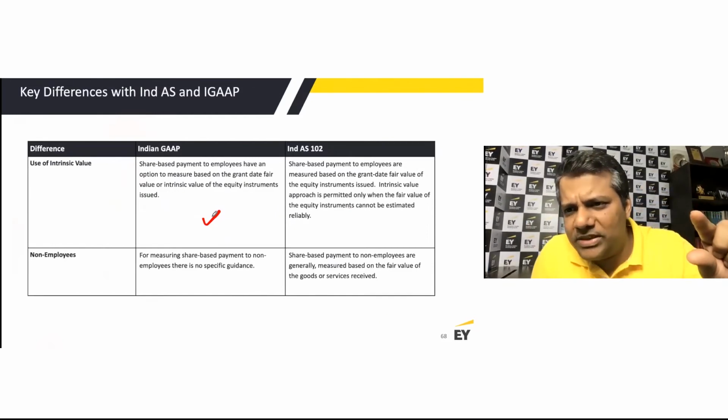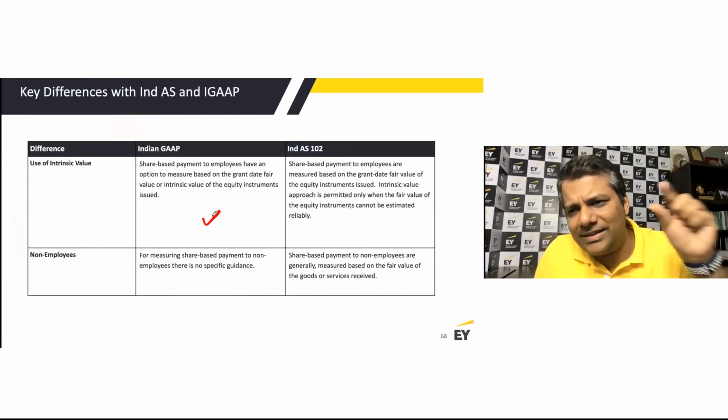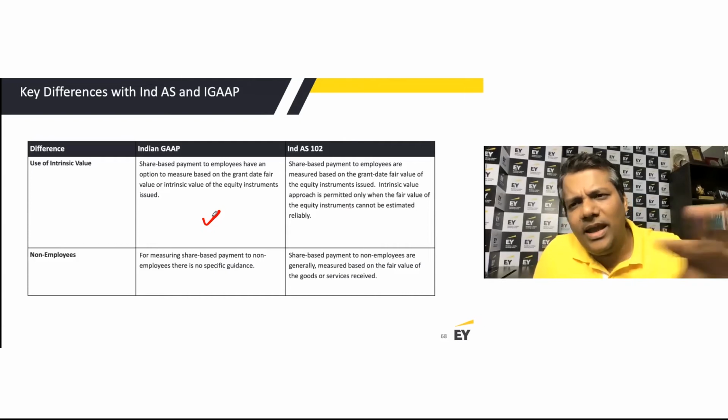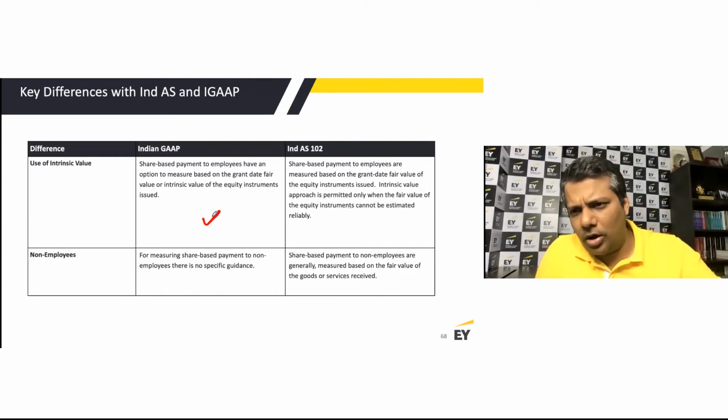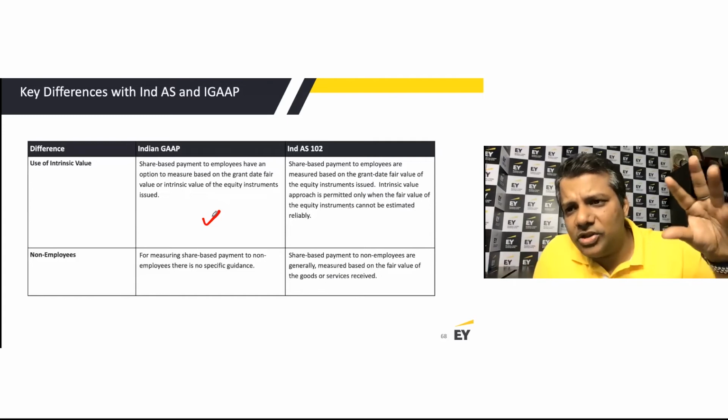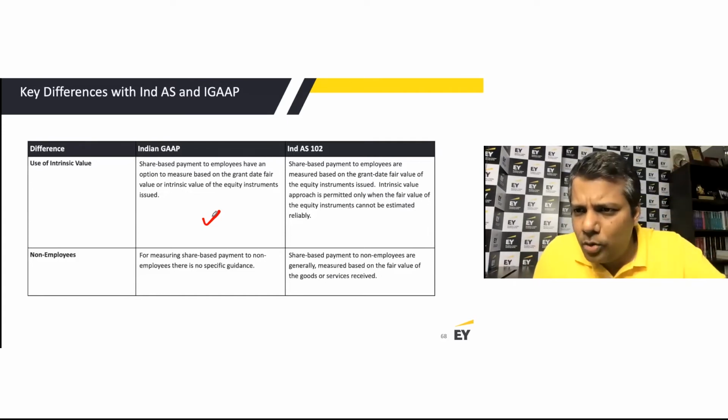Say 25 rupees is the market price of the share on the date of grant, and the exercise price is also 25 rupees. Indian GAAP says it's a zero compensation. You're not giving any benefit to the employee, and hence no compensation cost is to be recorded, okay? So it's an accounting policy choice. You can do intrinsic value or you can do a fair value.